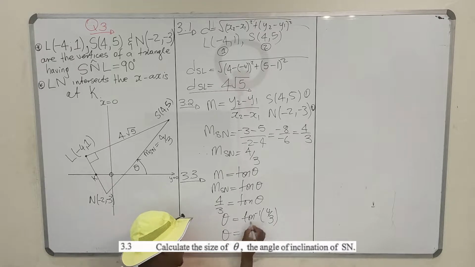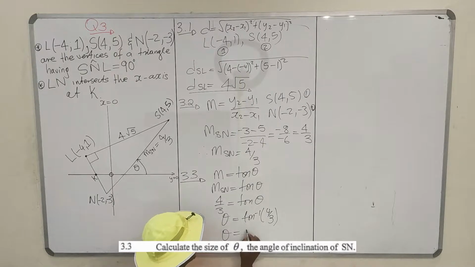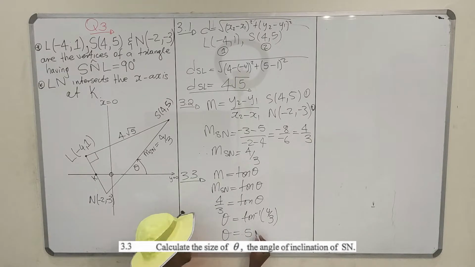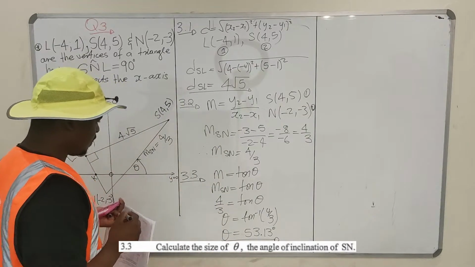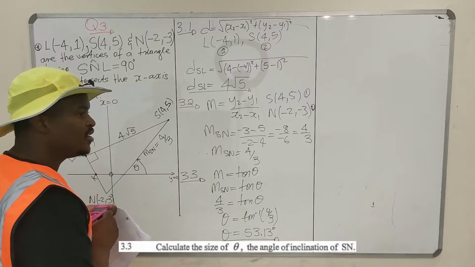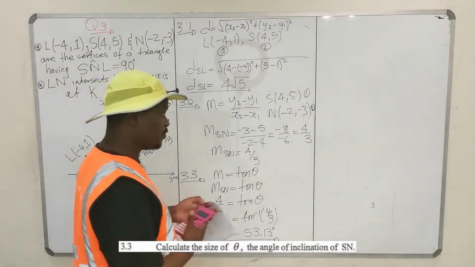Therefore, theta is equal to whatever the answer is here. You punch that in and see what your angle looks like. Arctangent of 4 over 3. So you get that theta is 53.13 degrees. Done. These questions are straightforward. You hope they ask you these questions all the time. So we move to 3.4.